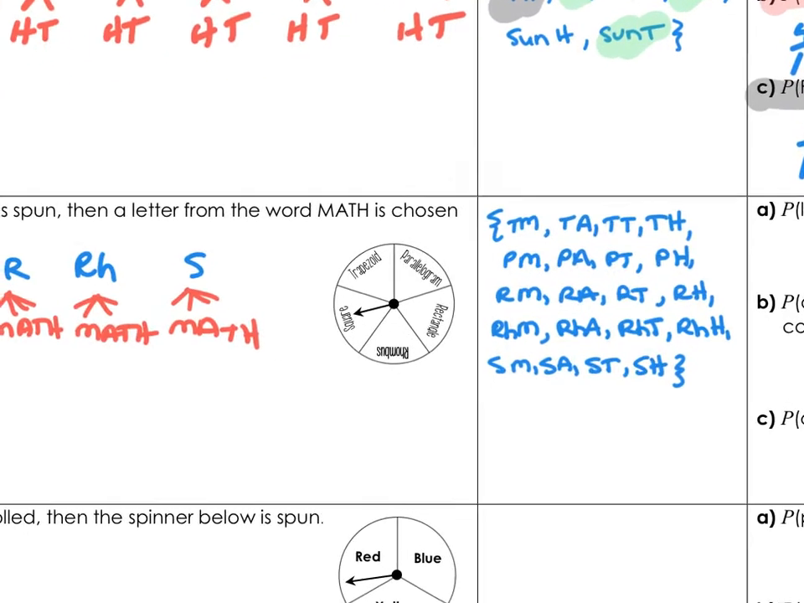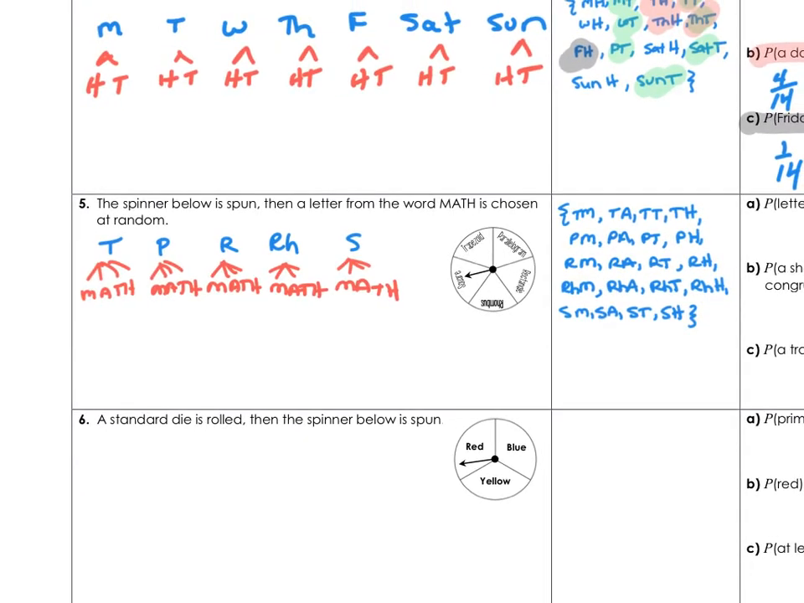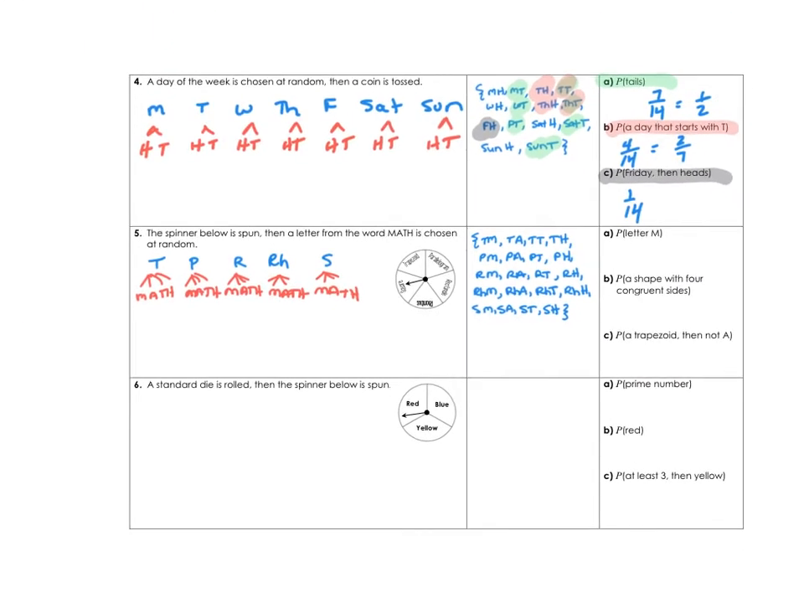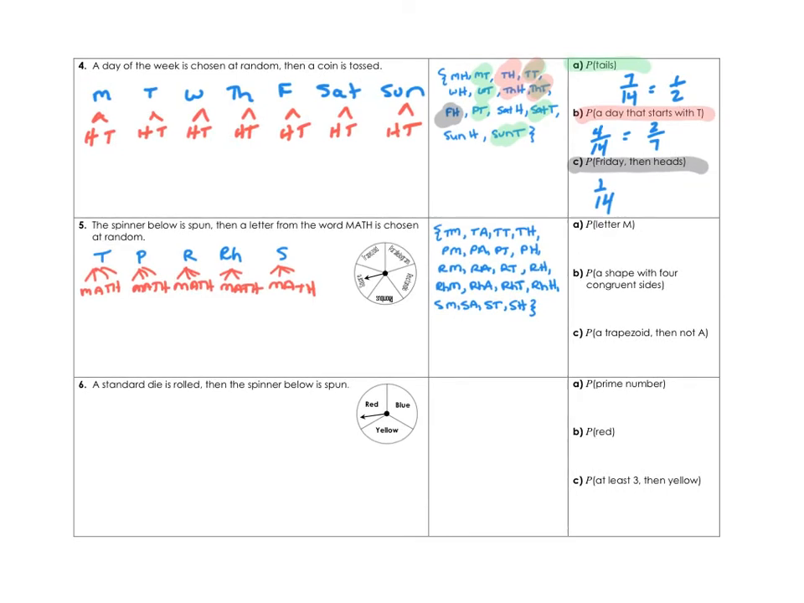Okay, so there you go. It's all finished. I took every single shape and matched it up with the letters from MATH, right? And I've got my sample space here. Now I'm ready to do my super easy probability.